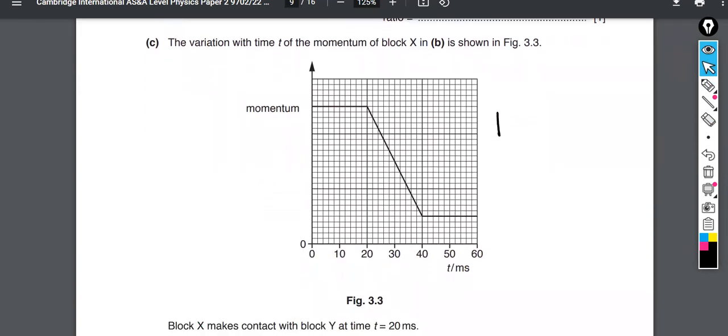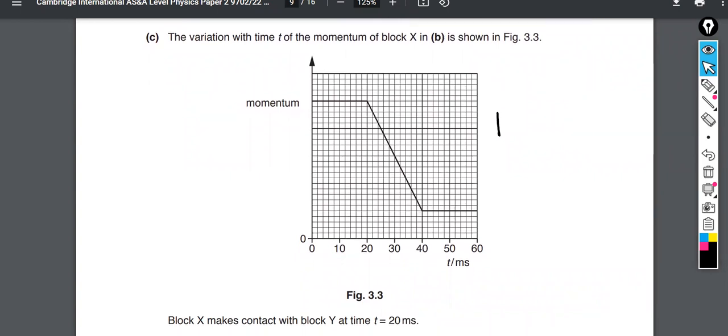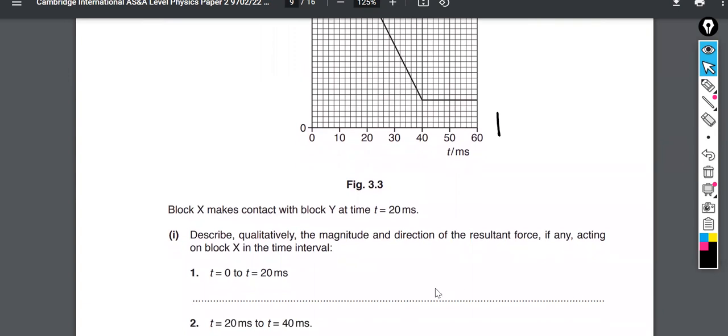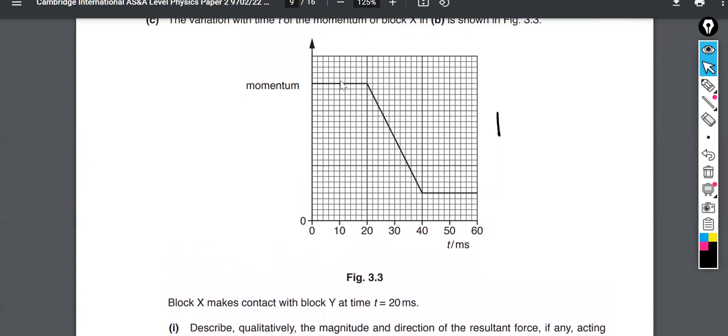And then we have the variation with time t of the momentum of block X, shown in the figure 3.3 down there. And it's telling you that block X makes contact with block Y at a time of 20 milliseconds. Describe qualitatively, since we don't need to quantify it, the magnitude and direction of the resultant force, if any, acting on block X in the time interval. So the first one is considering 0 to 20 milliseconds. And it looks like there, the momentum is non-zero and it has yet to change.